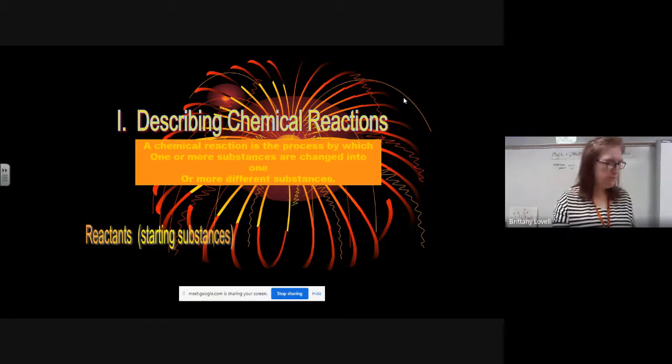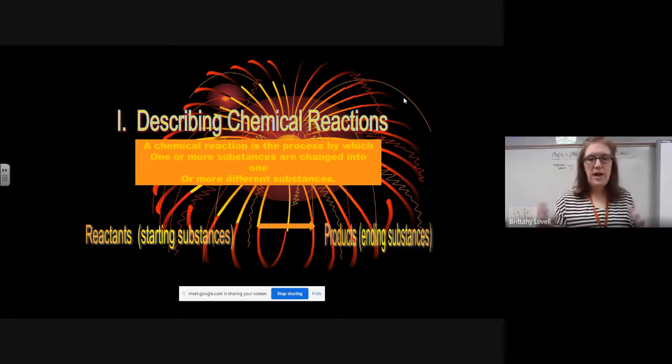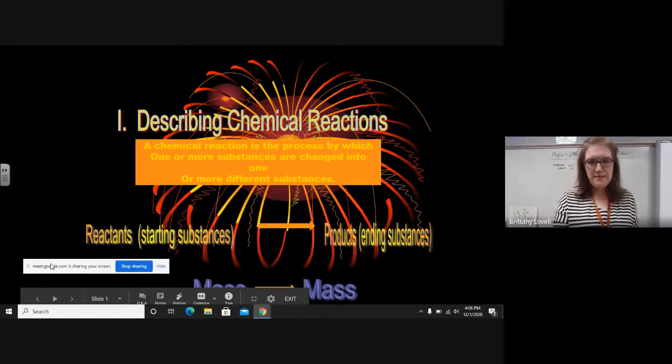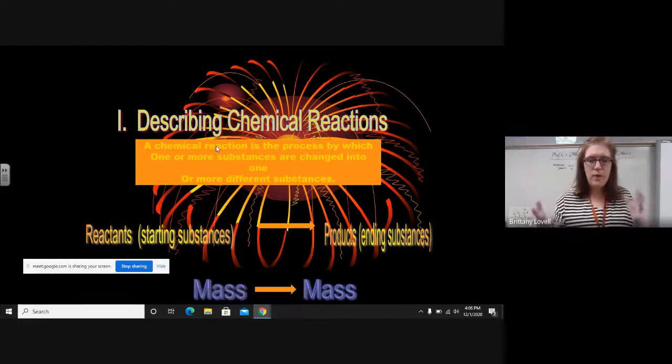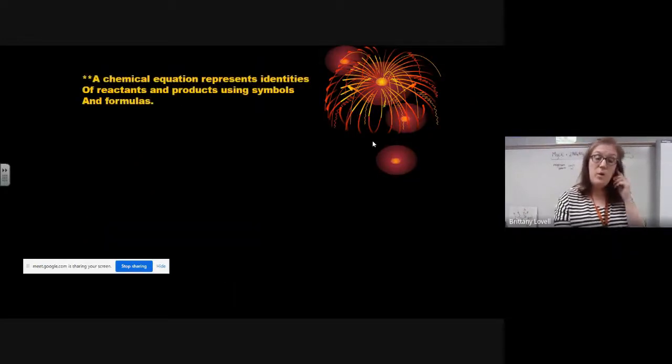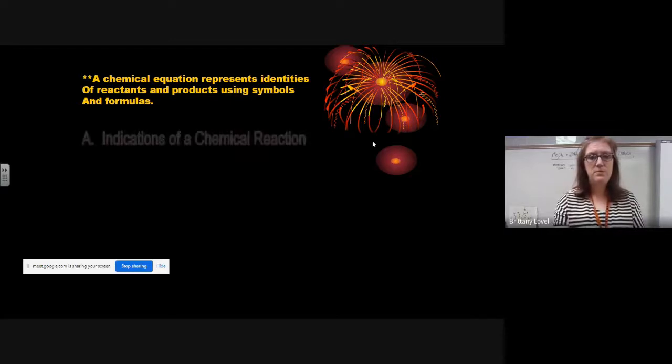This is the part of chemistry that everybody likes. So we have to know that you've got reactants or starting substances, and then once it goes through a reaction, you're going to have products or ending substances. Another thing that you need to remember is that mass must give way to the same mass. You should not lose any kind of mass during a reaction, okay? All right, so we know that a way that you can represent reactions is through a chemical equation. A chemical equation represents identities of reactants and products using symbols and formulas.